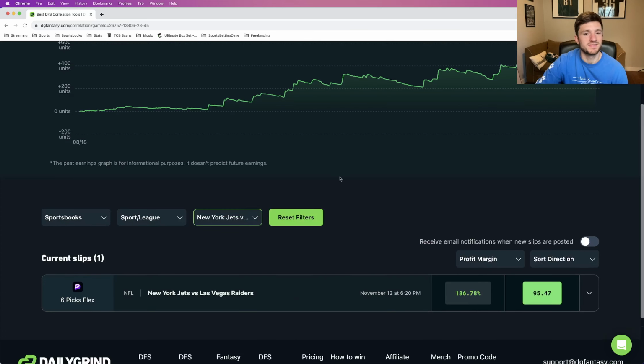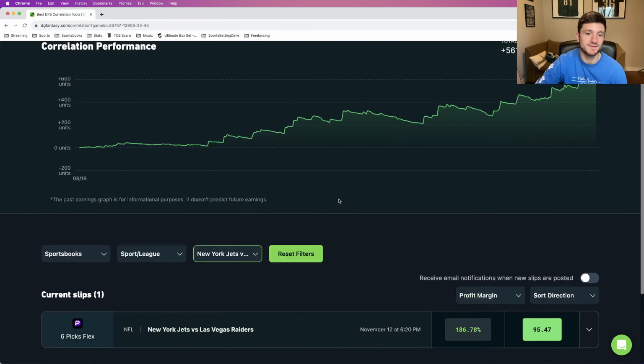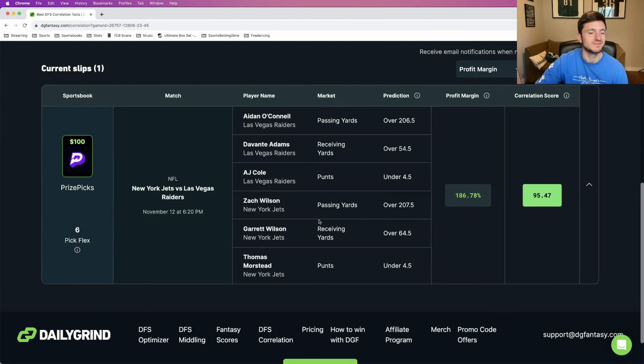I do think that understanding the tool, understanding the history of everything is important. Now, you filthy animals, you can get the slip. As I hinted at, Aiden O'Connell, young rookie quarterback, bright future for the Raiders, over 206.5 passing yards. On the Jets side, Zach Wilson, he was the 2nd overall draft pick just 3 years ago, over 207.5 passing yards.